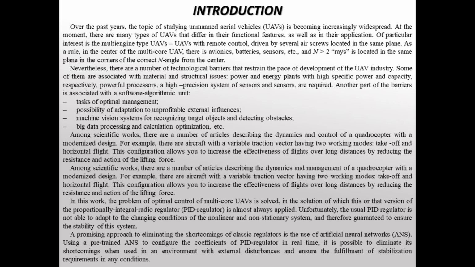In this work, the problem of optimal control of multi-core unmanned aerial vehicles is solved, in the solution of which a version of the proportional integral regulator, the PID regulator, is almost always applied. It should be noted that the use of standard positioning sensors, accelerometer and gyroscope, requires special studies due to the fact that the accumulated measurement error can significantly distort the output information.